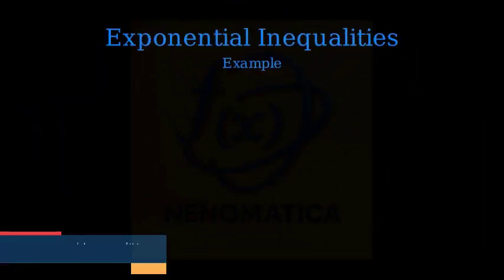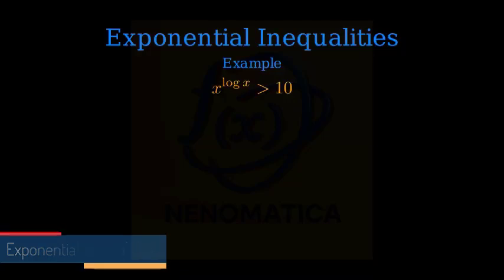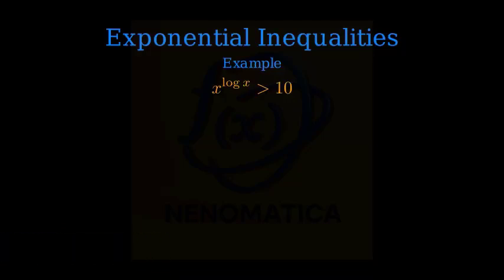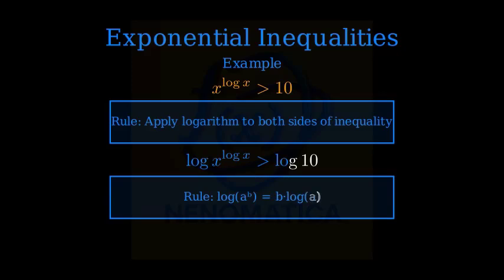We need to solve the exponential inequality x raised to the power of log x is greater than 10. Since we're dealing with an exponential inequality, our first step is to take the logarithm of both sides. This gives us log of x raised to the power of log x is greater than log of 10. Now, we apply the logarithm property that says log of a raised to the power b equals b times log of a. So log of x to the power log of x becomes log x times log x.